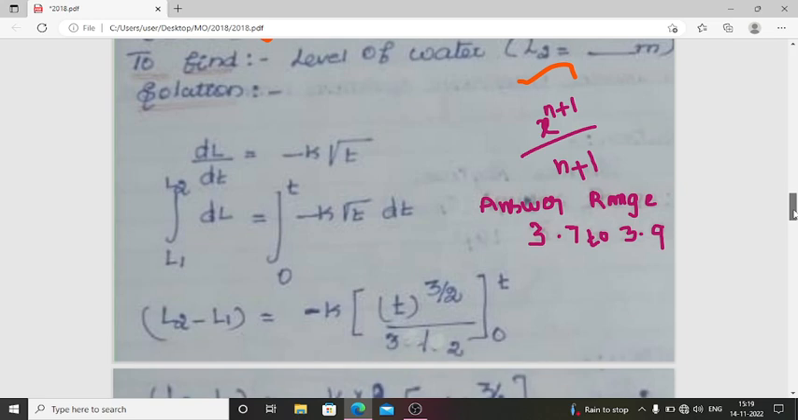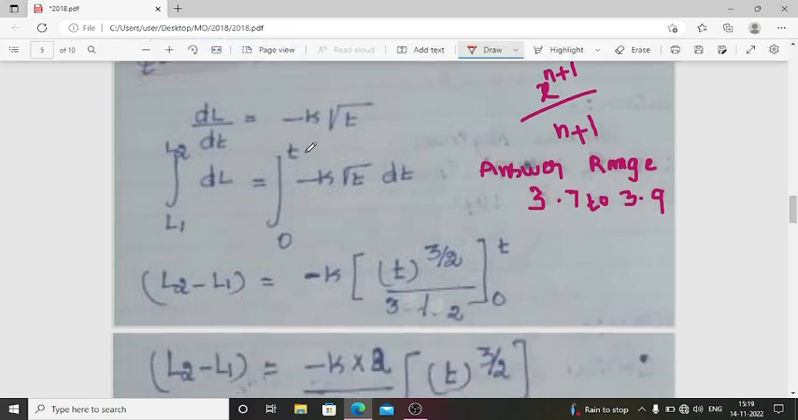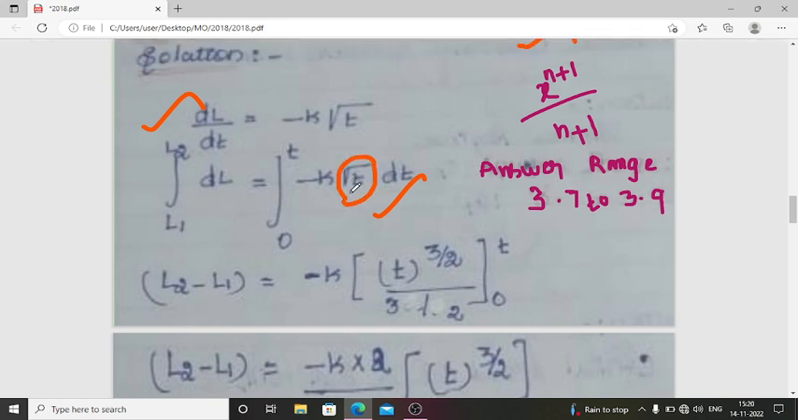So here dL by dt is equal to minus k into root of t. This is the solution part. So integrate both sides, separating the variables. After separating the variables, then integrate. So here, integral L1 to L2 dL is equal to integral 0 to t of minus k root of t into dt. Integrating the LHS, upper limit minus lower limit, L2 minus L1, is equal to minus k into the integration of root of t into dt.